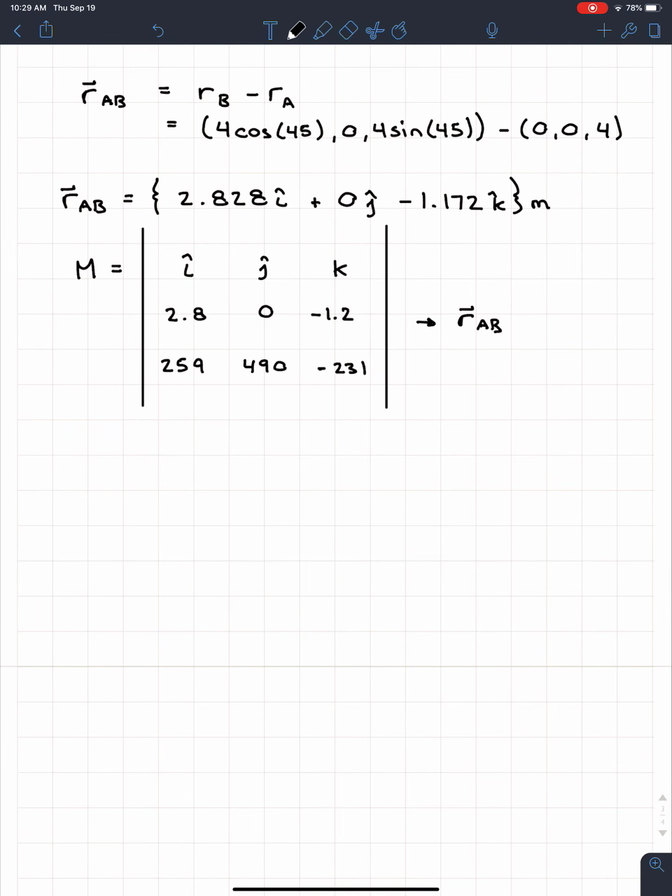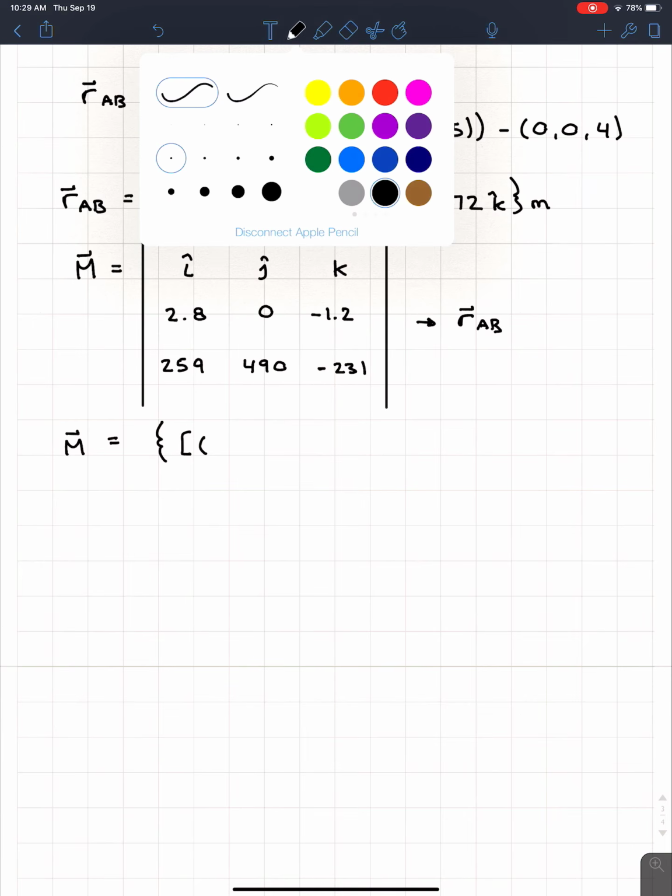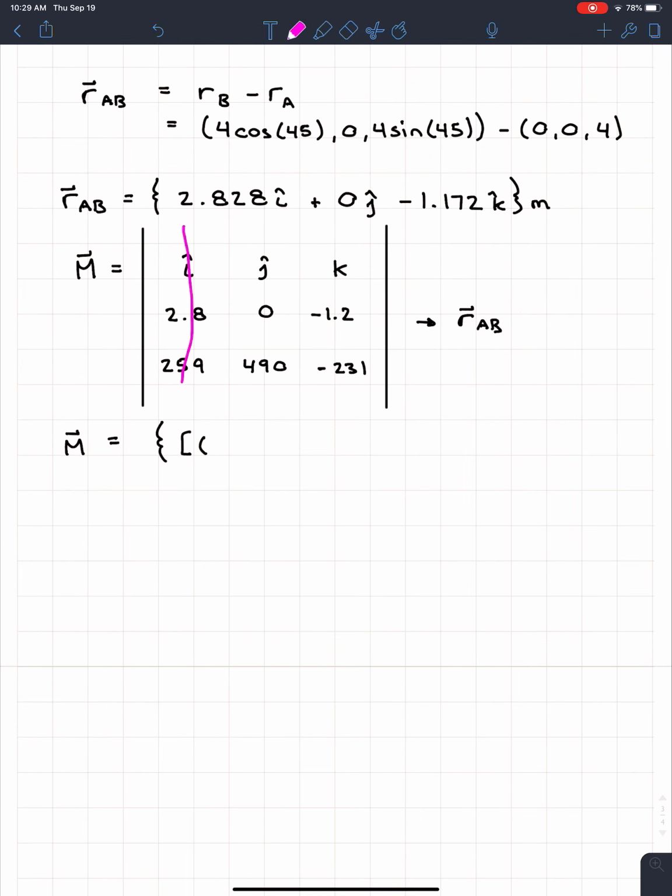And again, we can find the moment rather easily now, just using what we know. It's going to be in brackets, and we're going to start with the I component. So the first bracket, I'm going to go down, draw my line. I'm interested in I, so let's get rid of everything in I. I'm going to make the fish. So it's going to go from 0 to negative 231, negative 1.2, and 490. So it's 0 times negative 231 minus negative 1.2 and 490, in the bracket, and that's in the I direction.